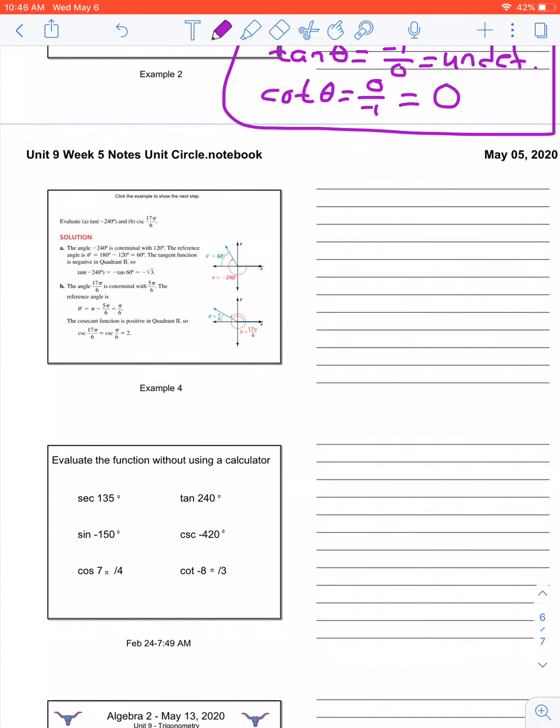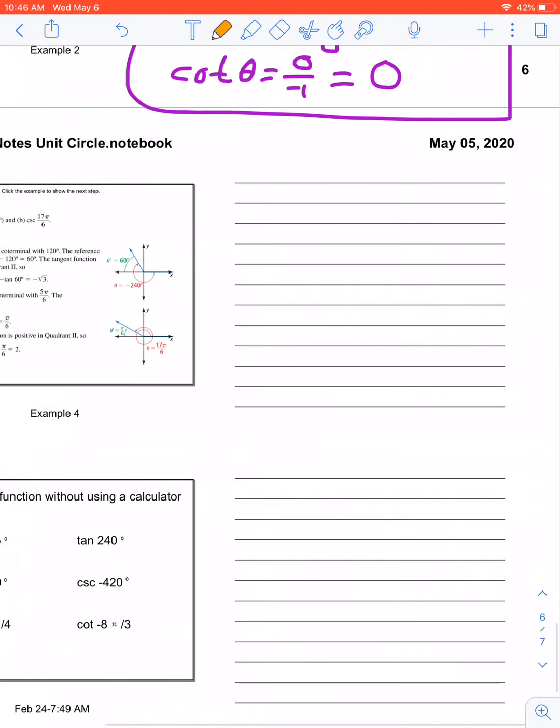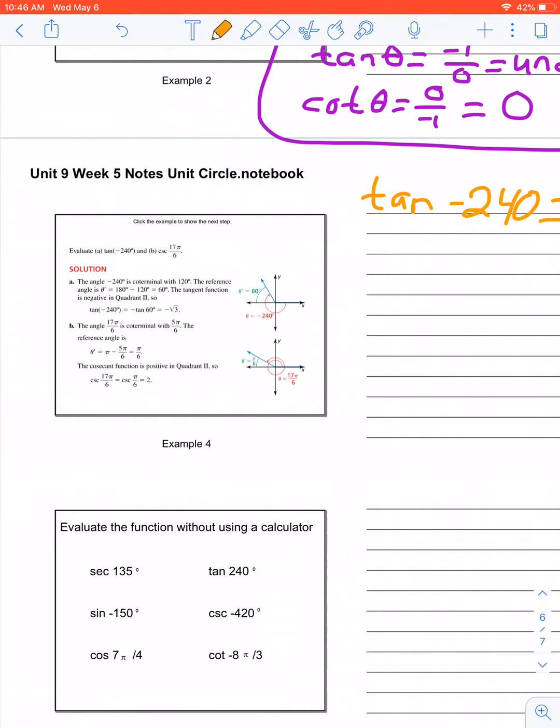Okay, so what happens, because some of you are like, okay, great, love it, but that's not always going to be the case. It's not always going to fall on an x or y axis. What happens next? Well, let's look at tangent of -240. So I'm going to look at my unit circle and ask, what's a coterminal angle of -240? I'm going to take -240, add 360, and tangent of -240 is the same thing as tangent of 120.